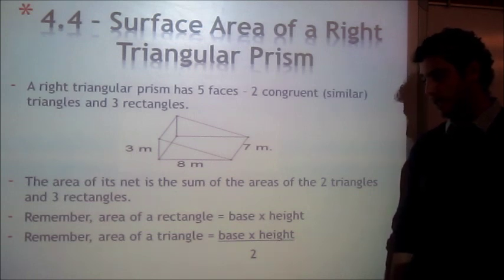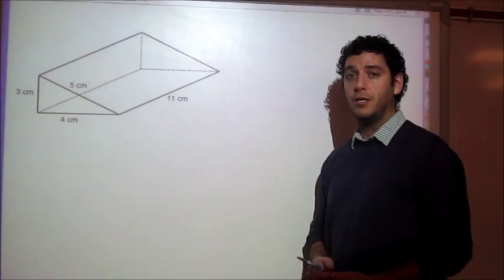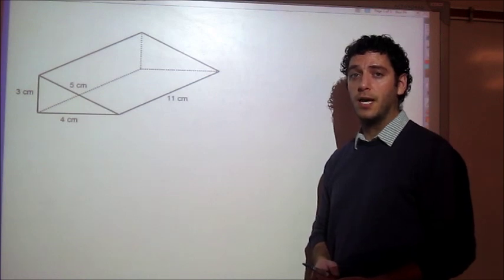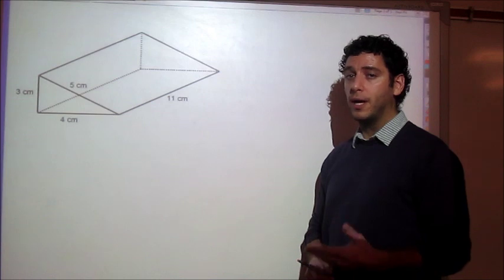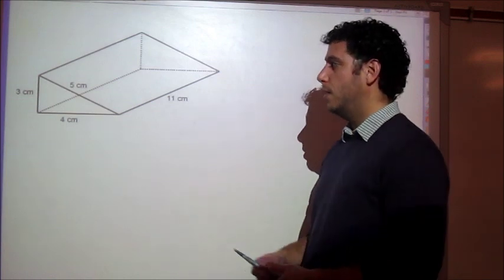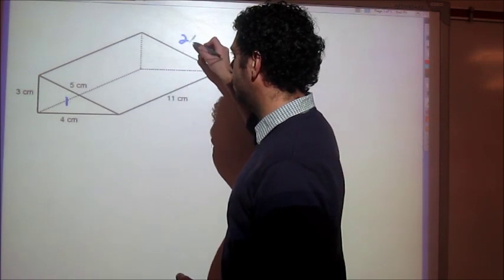Remember, area of a rectangle is equal to base times height, but area of a triangle is equal to base times height divided by 2. In order to determine the surface area of a right triangular prism, follow the same steps we followed when it came to a right rectangular prism. It was helpful to number off the sides, so we'll do that in this case as well.